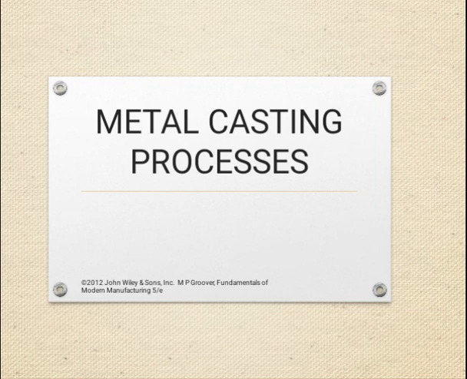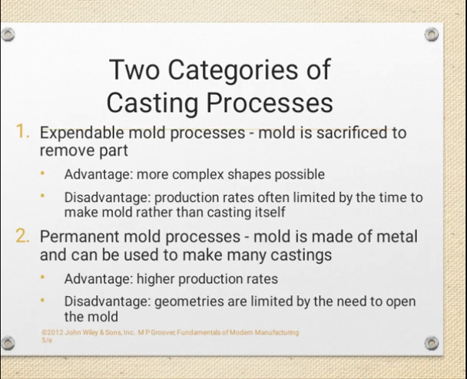Hi students, today we are going to see the topic about metal casting processes. There are two categories of casting processes: expendable mold process and permanent mold process. In expendable mold process, the mold is sacrificed to remove parts. In permanent mold process, the mold is made of metal and can be used to make many castings.